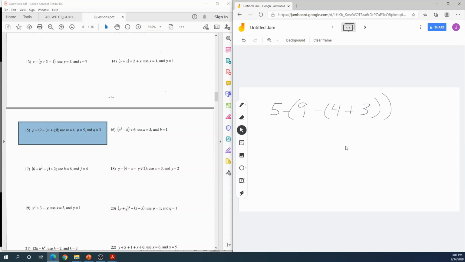So we'll do our inside parentheses first. 4 plus 3 is equal to 7. So then we get 9 minus 7. So 9 minus 7 is equal to 2. We get a 5 minus 2, which is equal to 3.